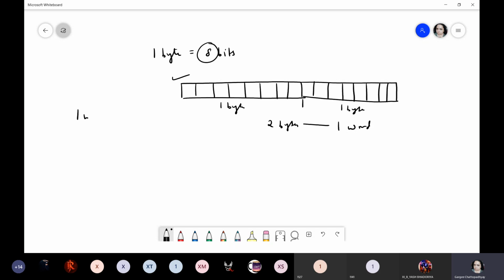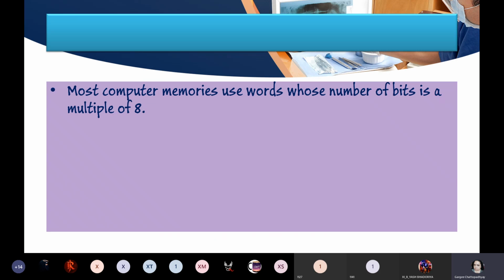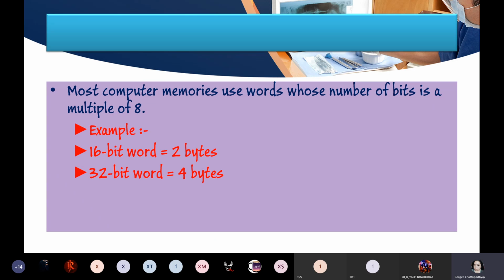Sometimes 1 word may consist of 1 byte. Sometimes it may consist of 2 bytes. Sometimes it may consist of 4 bytes, and sometimes it may also consist of 3 bytes. So it's like this. Example, a 16-bit word is of 2 bytes, a 32-bit word is of 4 bytes.